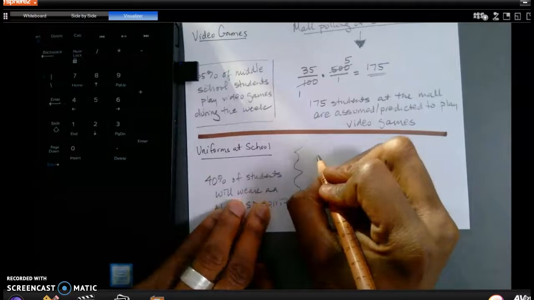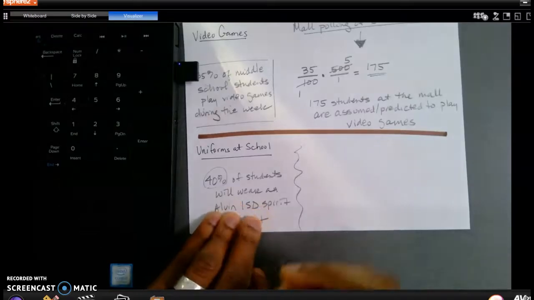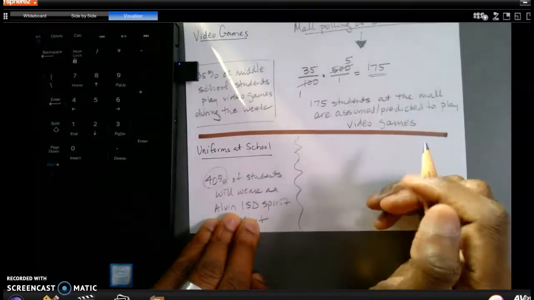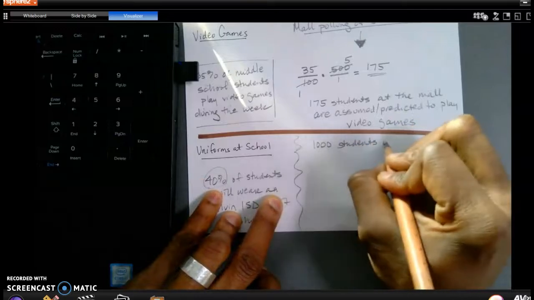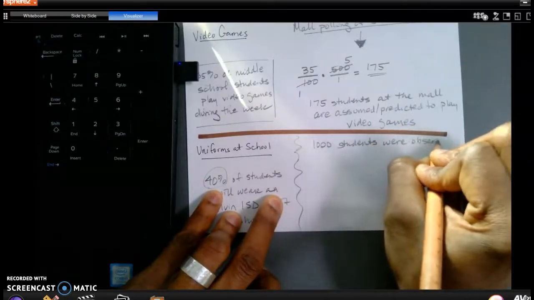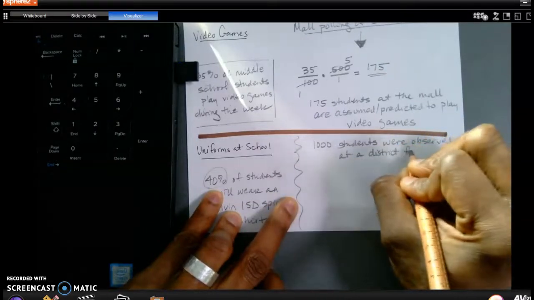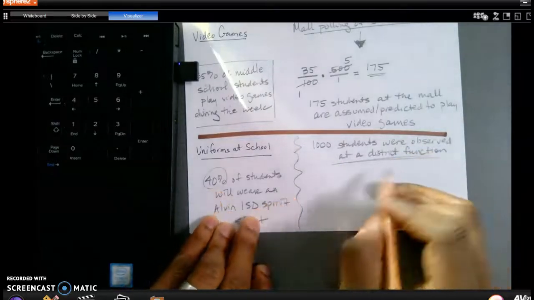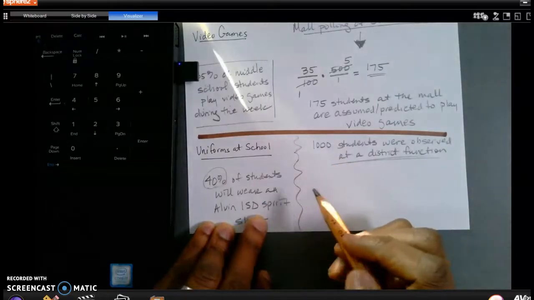First thing we need with a proportion, we are still going to use the probability. We're still going to use the number of trials. So what if we had 1,000 students that were at a game or something, and they came straight from school and they had on whatever clothes they wore? So 1,000 students were observed at a district function, okay? And we just figured out what kind of clothes they had on. Did they have on a Spirit shirt? So how many can we predict would, out of this 1,000, be wearing an Alvin ISD Spirit shirt?